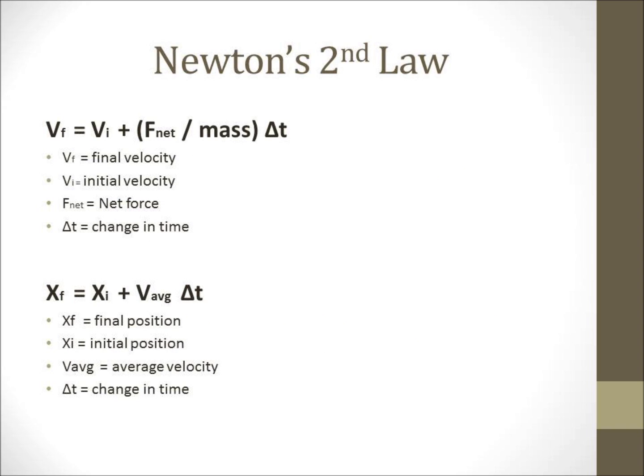Newton's second law states that the acceleration of an object is dependent upon two variables, the net force acting upon the object and the mass of the object. Acceleration can be defined as the change in velocity over the change in time, and that brings us to the equation: final velocity is equal to initial velocity plus the net force divided by mass times the change in time. Therefore, in order to have constant velocity, the acceleration must be equal to zero, meaning that there will be no net force acting upon the system.